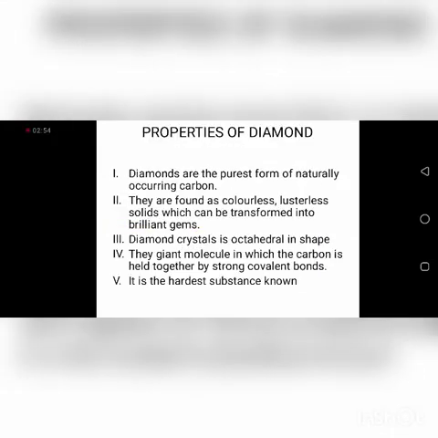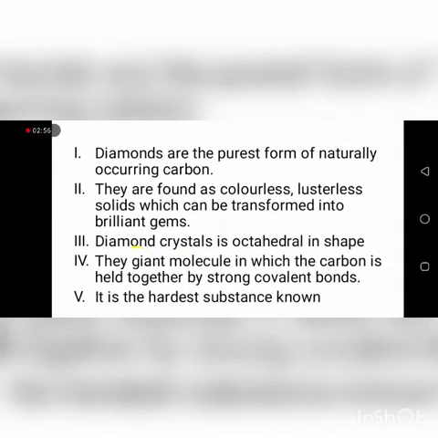Now, let us look at diamond. Properties of diamond. Diamonds are the purest form of naturally occurring carbon. They are the purest form of carbon, and they contain natural carbon. So they are found as colorless, lustrous solids, which can be transformed into brilliant gems. Diamond crystal is octahedral in shape. So the shape of diamond crystal is octahedral, which is different from the shape of graphite.